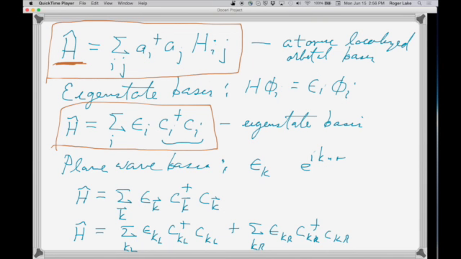And often, in the physics textbooks, the eigenstate of your single particle Hamiltonian is going to be some plane wave or Bloch state that you can write like this, some plane wave eigenstate. And E_k would be your eigenenergies.